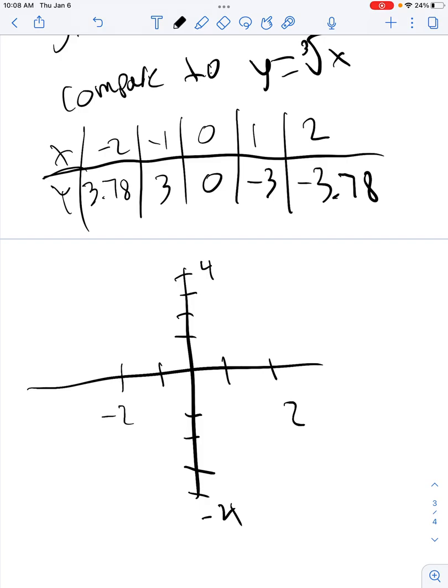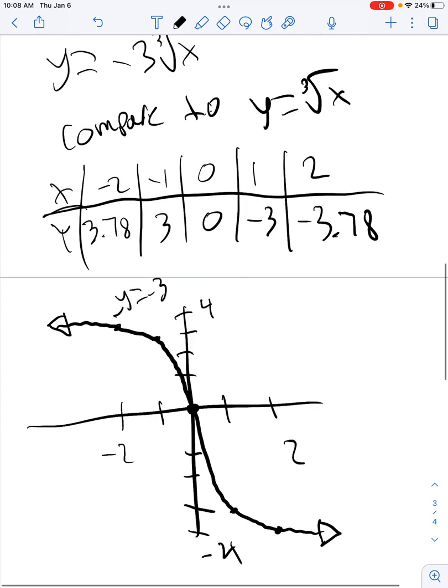X is -2, y is 3.78, x is -1, y is 3, x is 0, y is 0, x is 1, y is -3, x is 2, y is -3.78. So we can see our graph going something like that. And again, this is y equals -3 times the cube root of x.